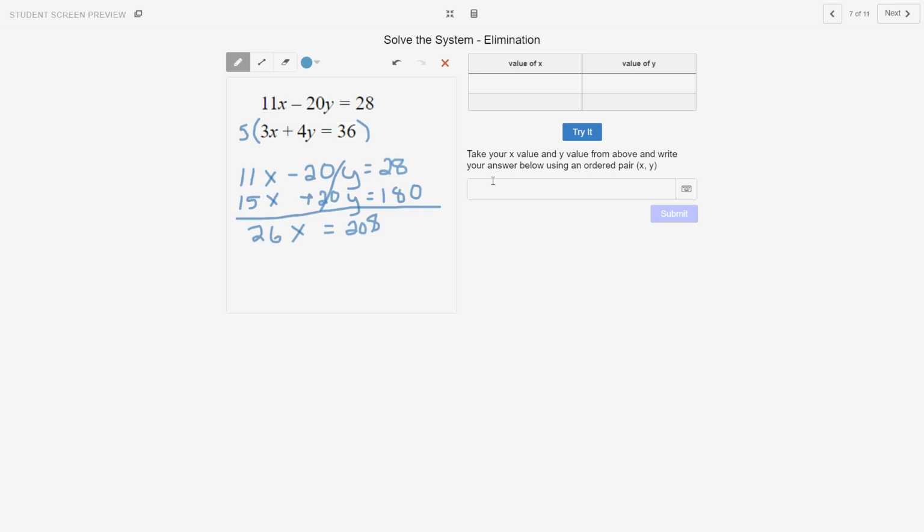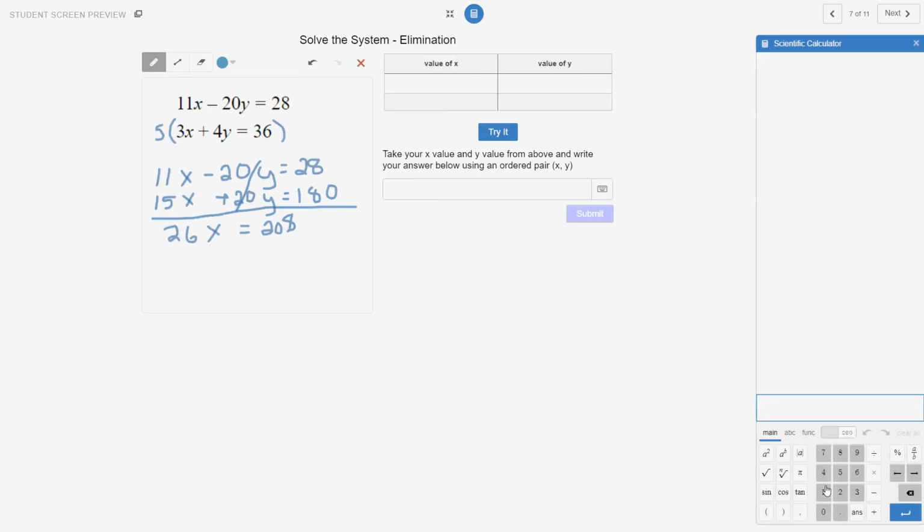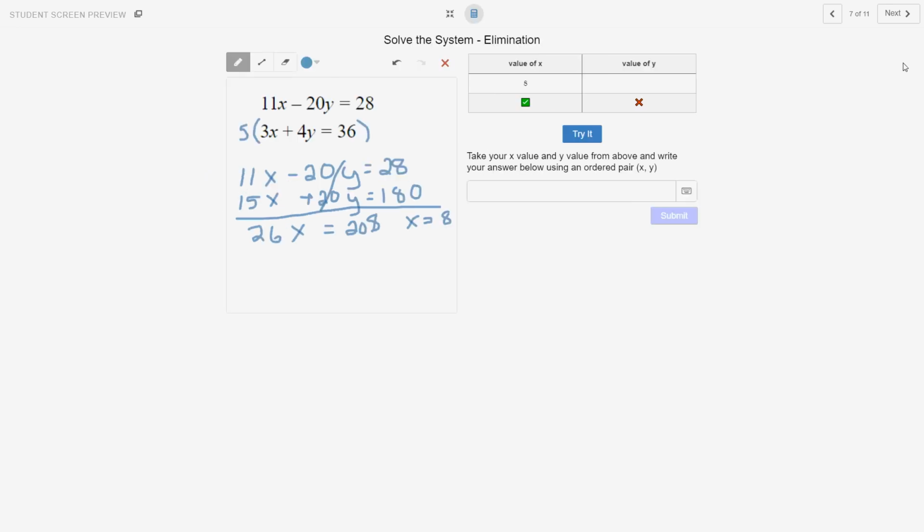And then I'm going to divide both sides by 26. 208 divided by 26 is going to give me 8. So x equals 8. Check that, and we've got it.